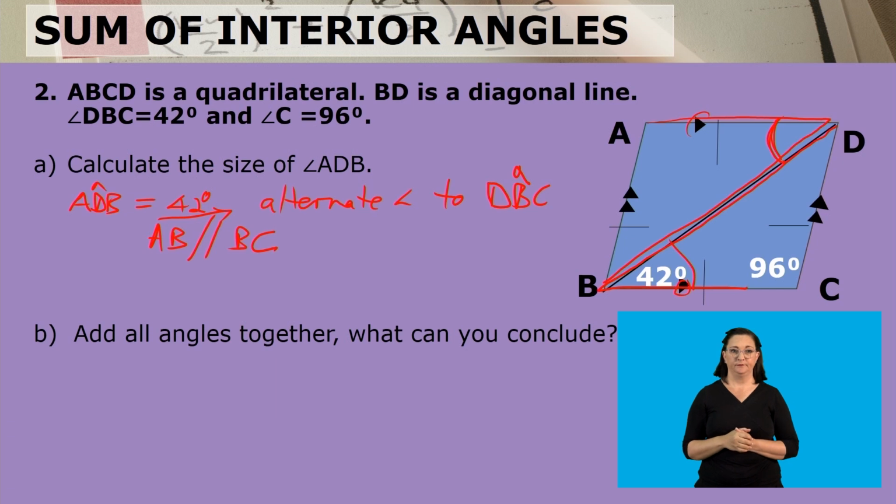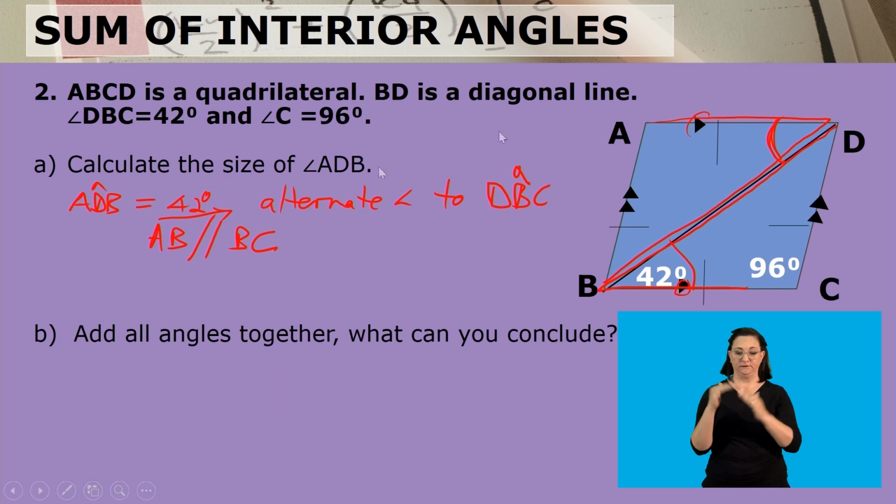Let's move on to the next part. Add all angles together and what can you conclude? Look at the angles. Now that one is 42 degrees and that is 96. The opposite angle to that would also be 96 because this is a parallelogram. These sides are parallel and equal. If that is 42 and that is 96, when you add the two of them, you'll find this one is also 42. The angles opposite the equal sides are equal. So it's 42 degrees, and that one is also 42 degrees.